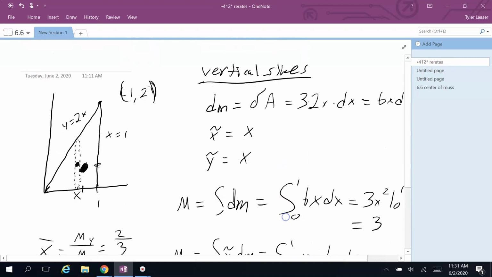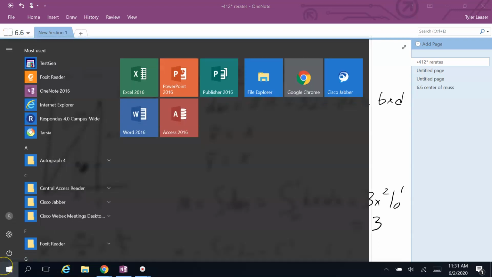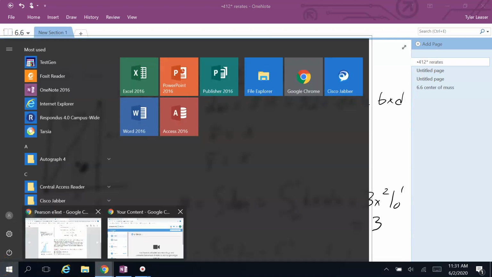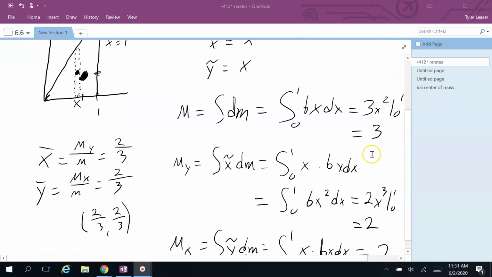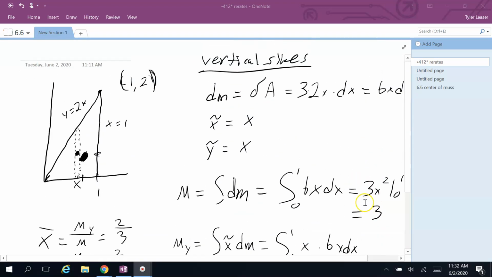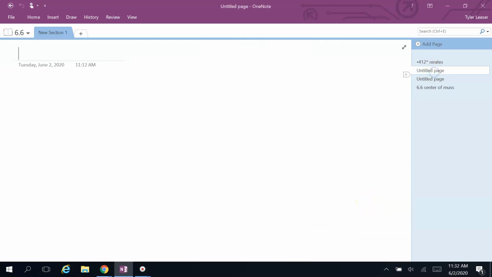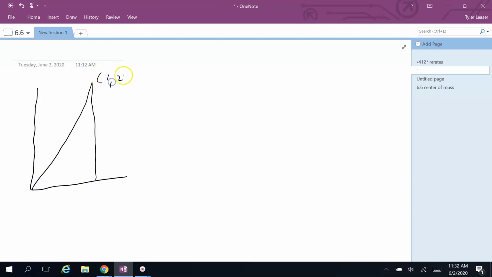Alright, so just real quick, we're also going to do horizontal slices. With horizontal slices, it's going to look a little bit more complicated, and that's okay. Just know that it's still going to work out. So just to redraw the system over here, we still have our triangle from the origin to the point 1, 2, and then 1 on the x-axis, but this time with horizontal slices.